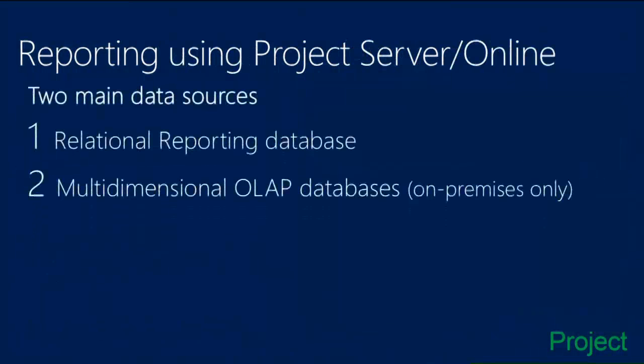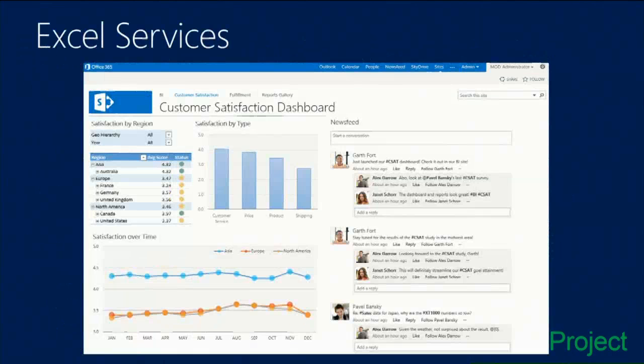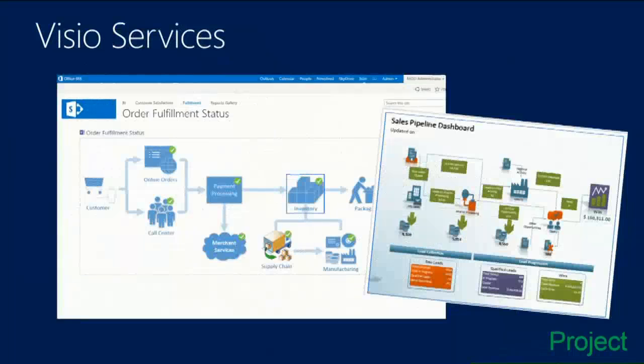And for online, we have two data sources. We have the regular relational reporting database, and the multi-dimensional OLAP databases, which is only available in on-premise. So the number one would be for the online users, where they would use OData to get hold of the data. And the visualization, again, is relying solely on the BI projects that you are using within your SharePoint solution. It could be Excel Services, which could look like this. It could be Visio Services as well, which could show your reports like this.